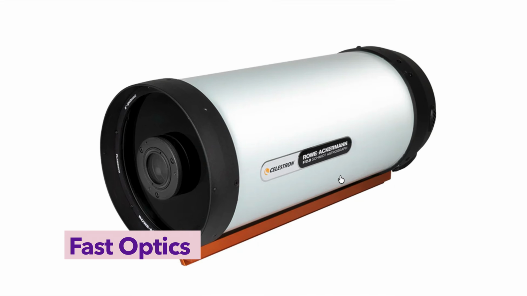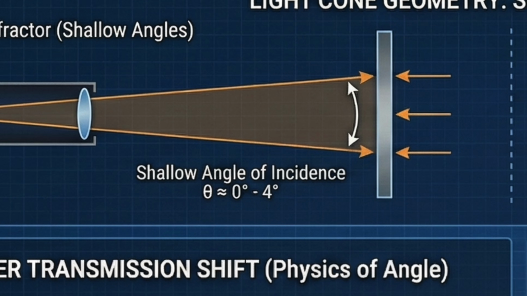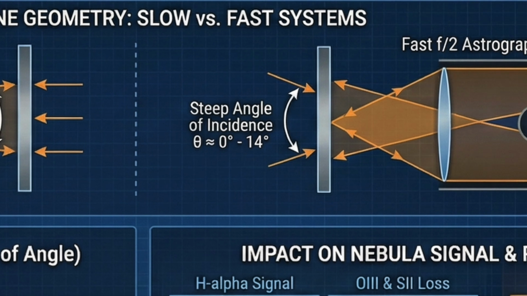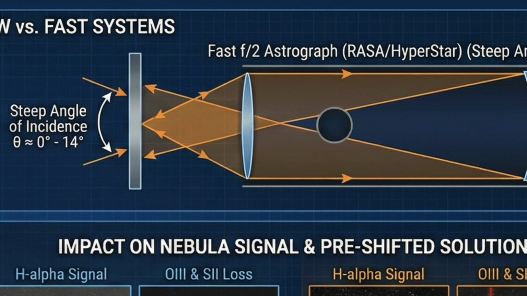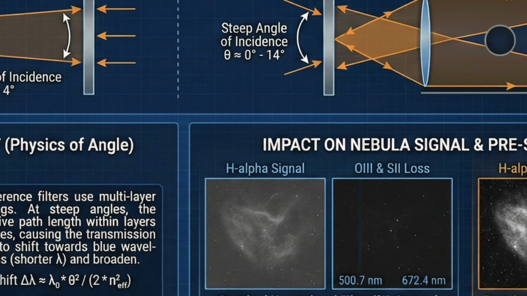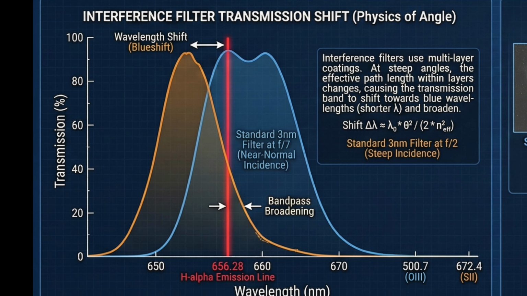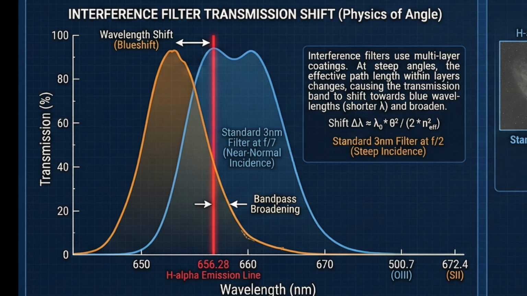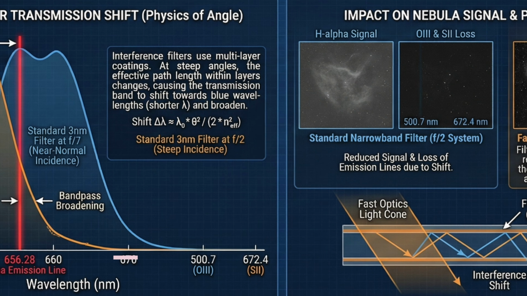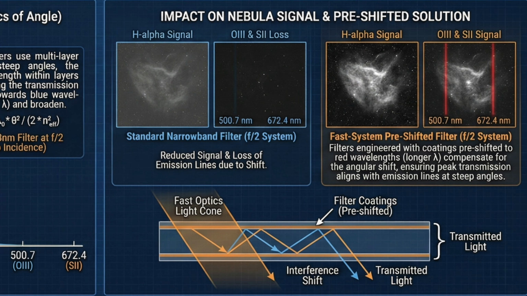Fast optics, systems like RASAs, Hyperstars, astrographs, and fast refractors, introduce another challenge. Light hitting a filter at steep angles can shift the filter's effective wavelength. A 3 nanometer H-alpha filter designed for an f/7 scope may no longer align with the true H-alpha line at f/2. The nebula fades, colors shift, and emission lines like OIII or SII become unusable. That's why manufacturers offer fast system filters, specifically engineered for steep light cones.